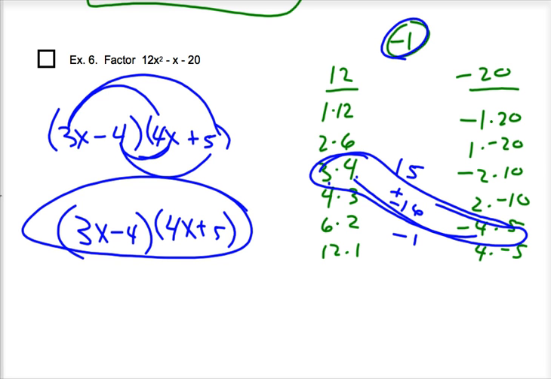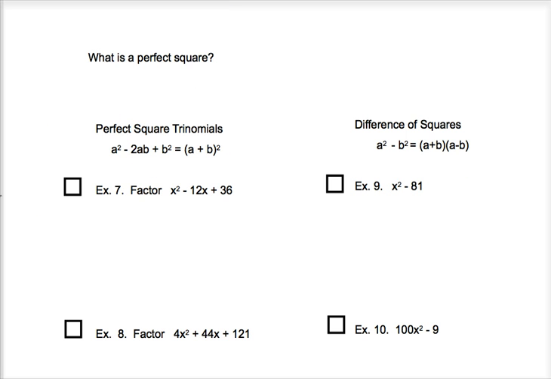At this point, because the video is getting a little bit lengthy, I'm going to call it quits and then do the special factoring on the next page in a separate video. So if you need to look at that, please do so.